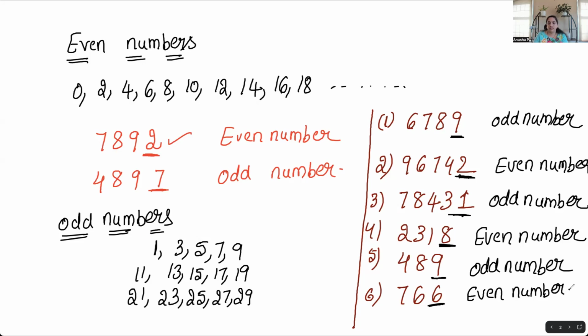Okay. So even numbers are the numbers that have 0, 2, 4, 6, 8 in the ones place. Anything that is a multiple of 2 is called an even number. Odd numbers are 1, 3, 5, 7, 9, 11, 13. If the ones place is 1, 3, 5, 7, 9, then those numbers are called odd numbers. Okay.